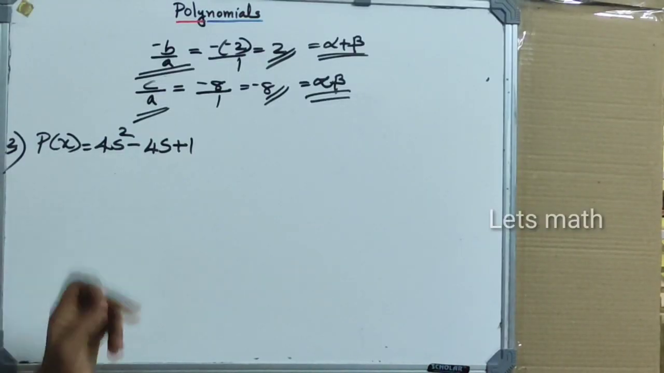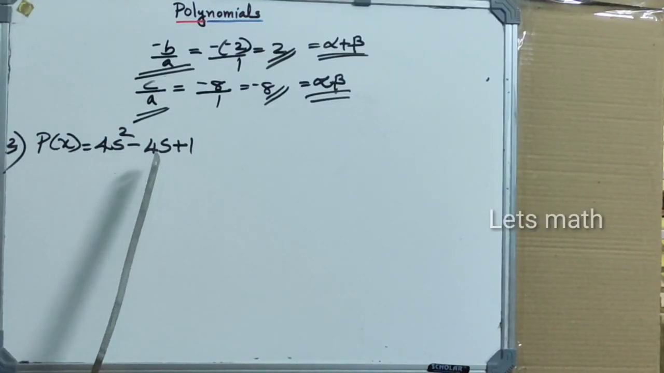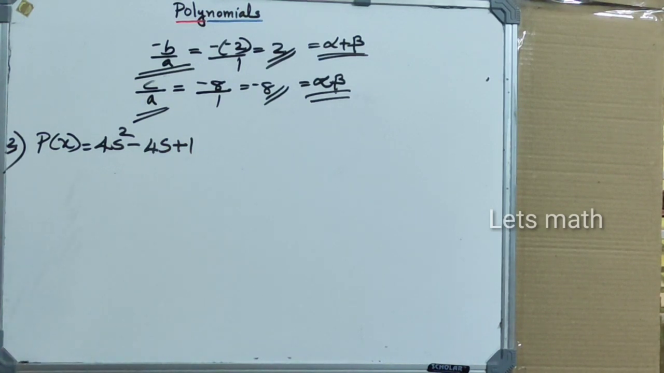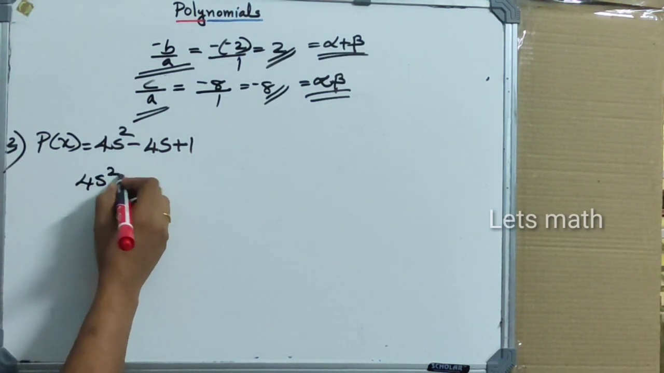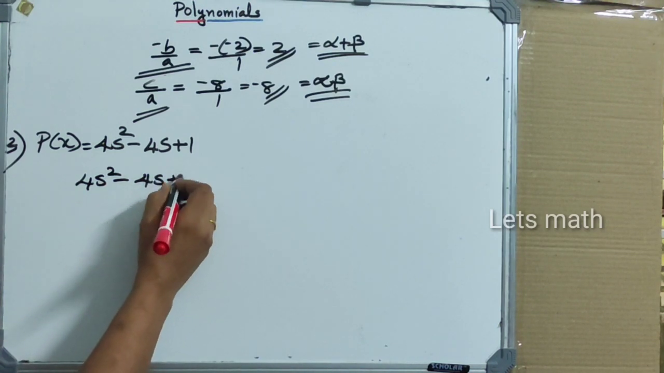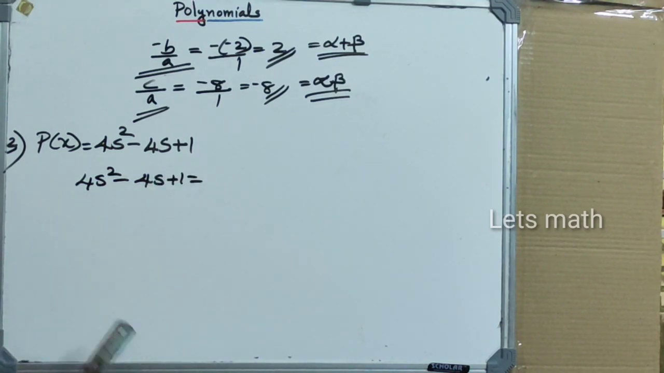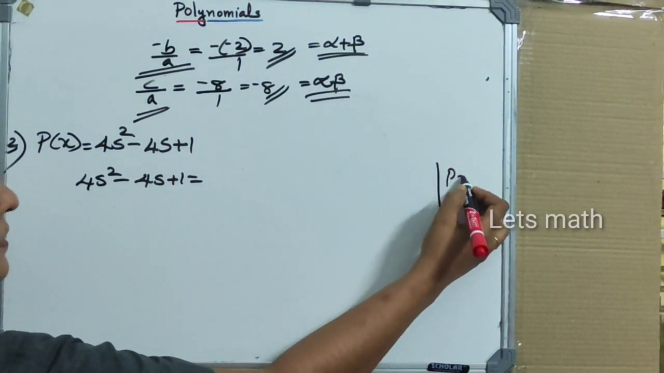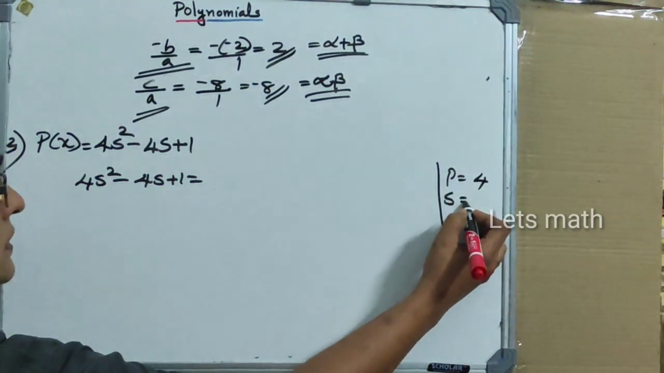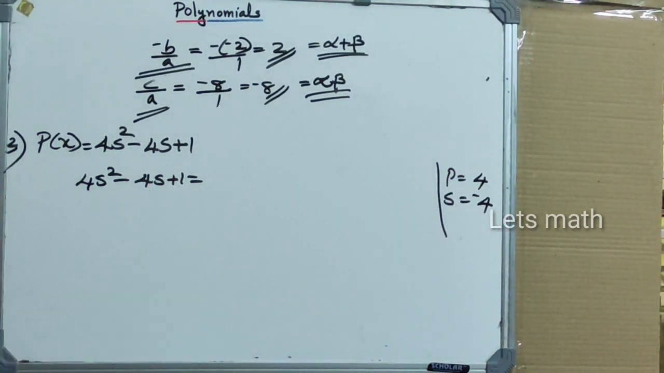Next, P of x equal to 4x square minus 4x plus 1. We have to find the zeros of this again and verify the relationship. The same process we can do. You can try yourself. Now again factorizing, splitting the middle term. To get the product as positive 4 and the sum as minus 4.